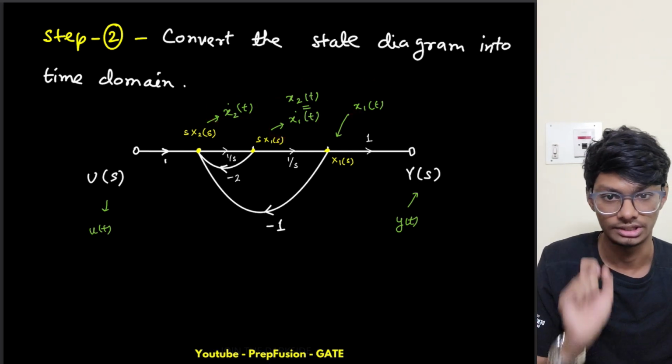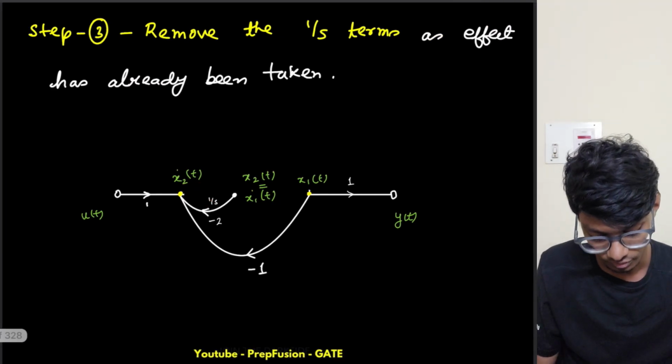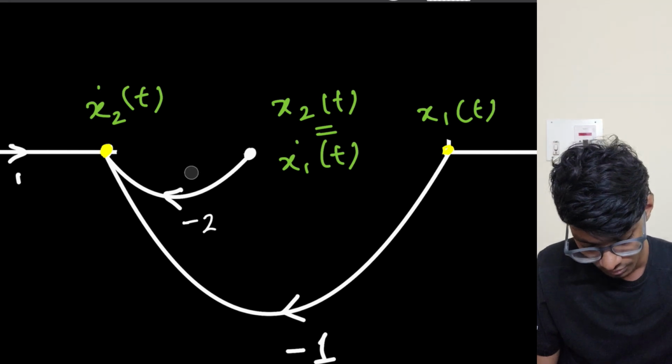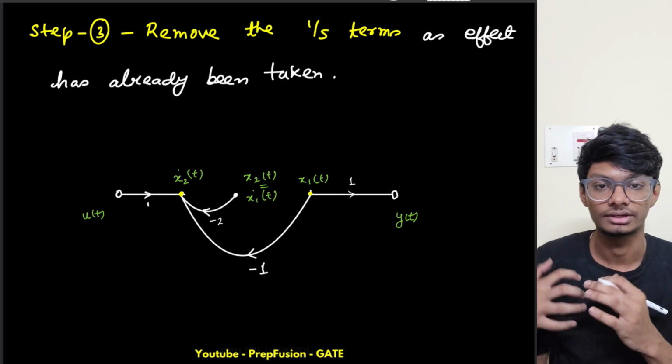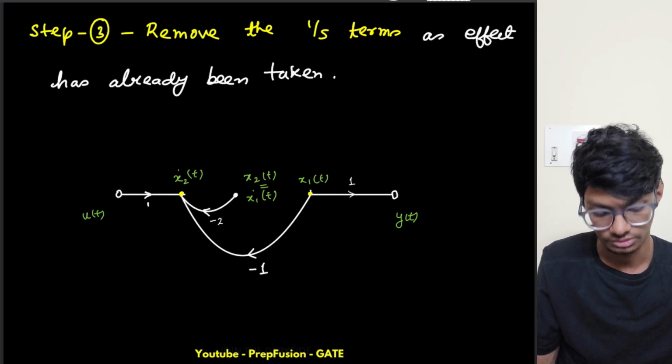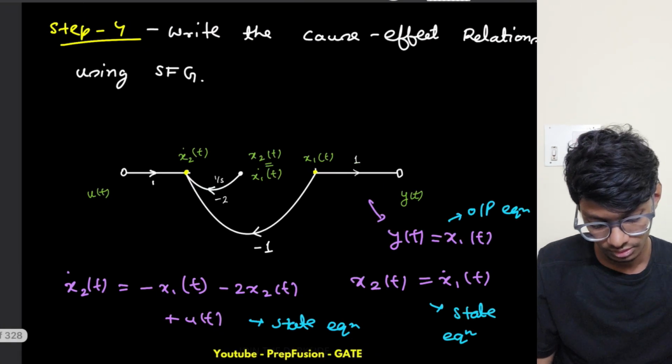How I did that, I explained it to you, right? Then I remove the 1 by s terms. Why? Because we have already considered the effect of the differentiations in the time domain. So I don't need the 1 by s terms anymore.